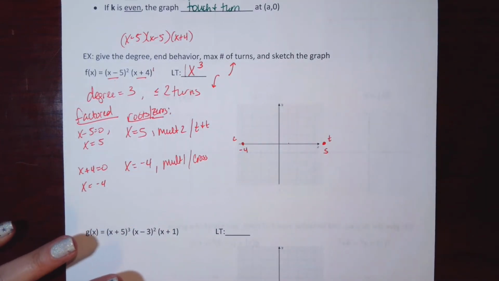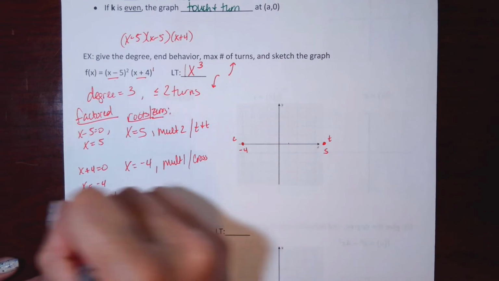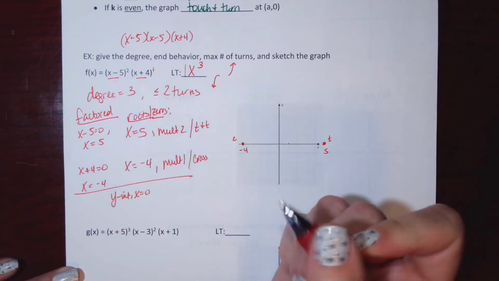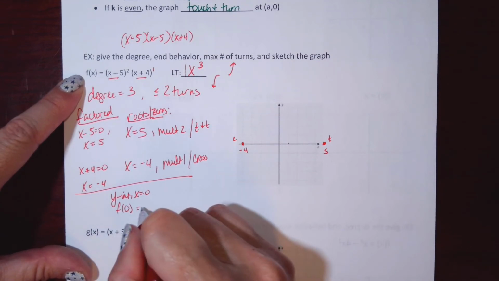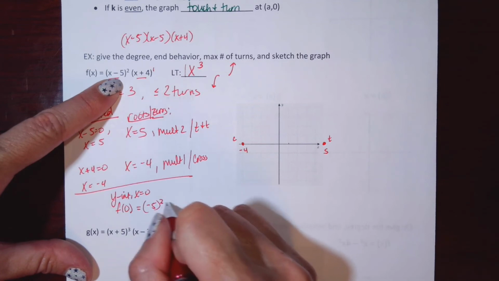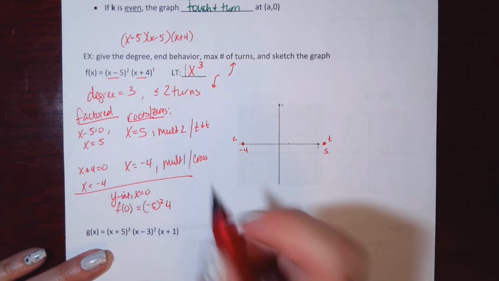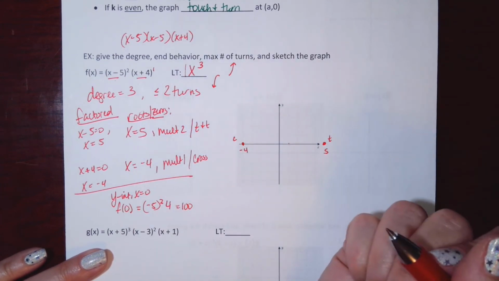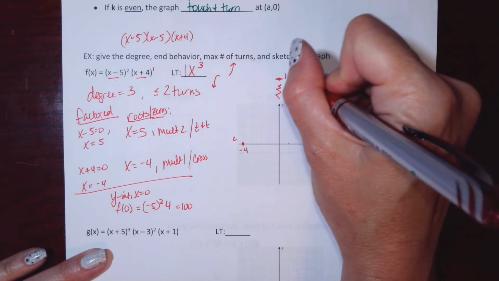Now we also want to kind of stop and think about what my y-intercept would be, because that gives me more information for my graph. The y-intercept happens when x equals 0. So if I do f of 0 here, I have 0 minus 5 is negative 5 squared times 4. Well, negative 5 times negative 5 is 25, times 4 is 100. So my y-intercept is, and I'm going to show that I've got a break in the graph, way up here at positive 100.